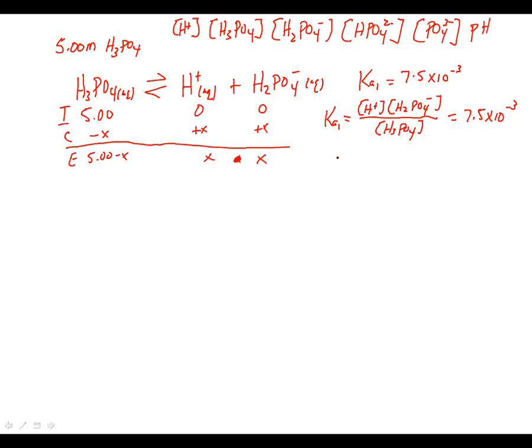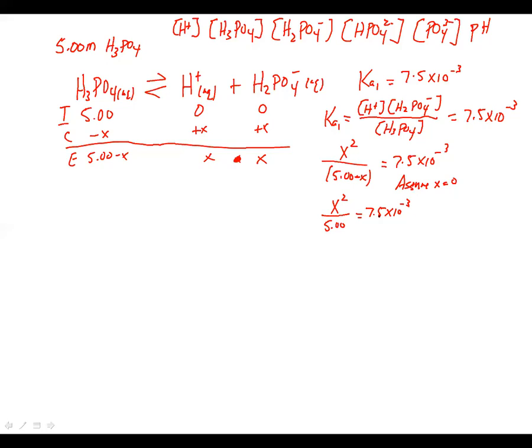So putting our numbers in, we will get X squared on top. We'll have 5 minus X on the bottom. And that's going to equal 7.5 times 10 to the minus 3. I'm going to give it a go and make an assumption. We're going to assume that X is approximately equal to 0. Again, it's our small K value, so we could give it a shot here. That gives us X squared over 5 equals 7.5 times 10 to the minus 3.